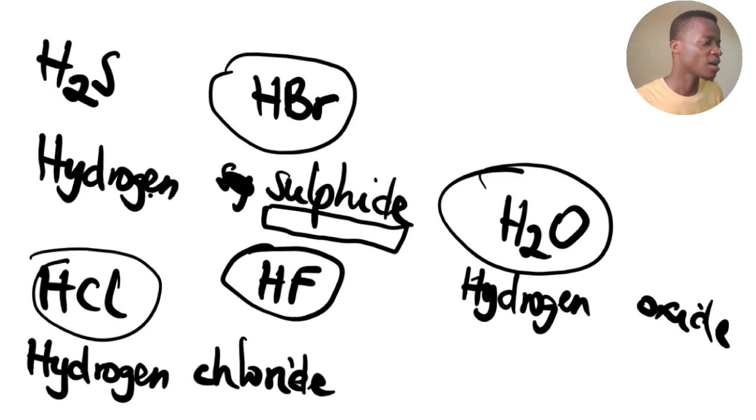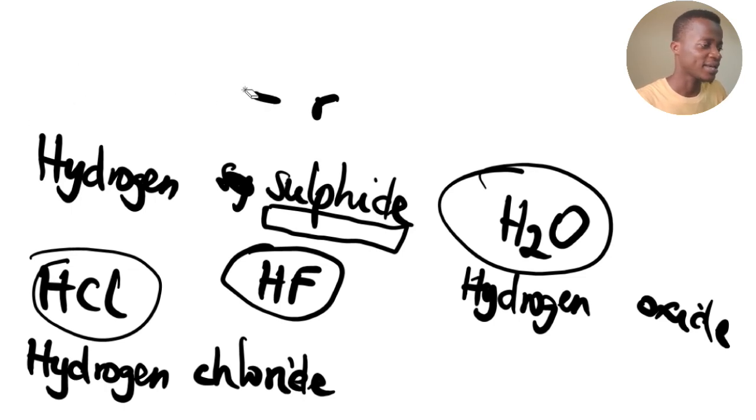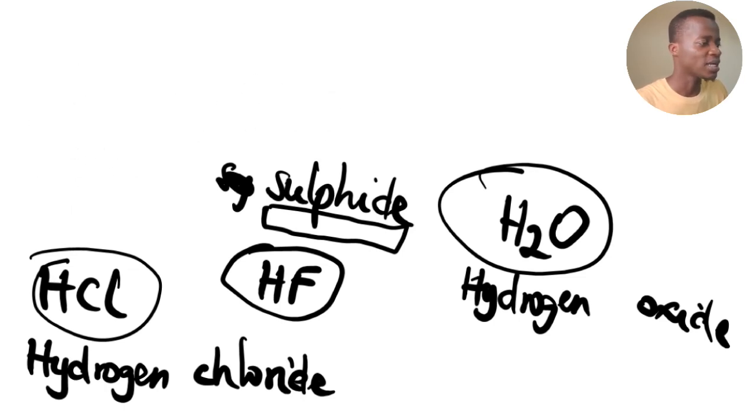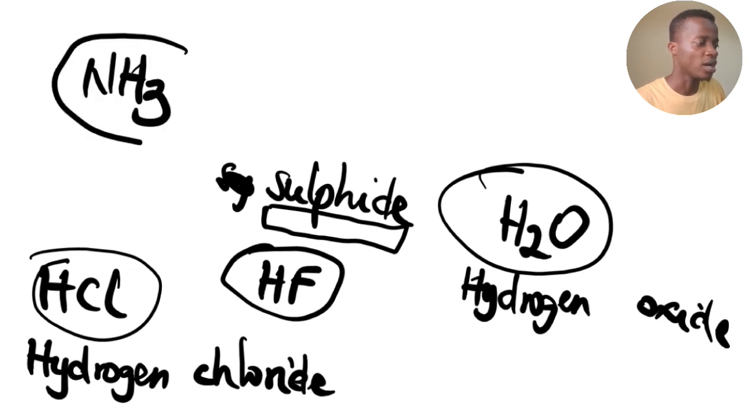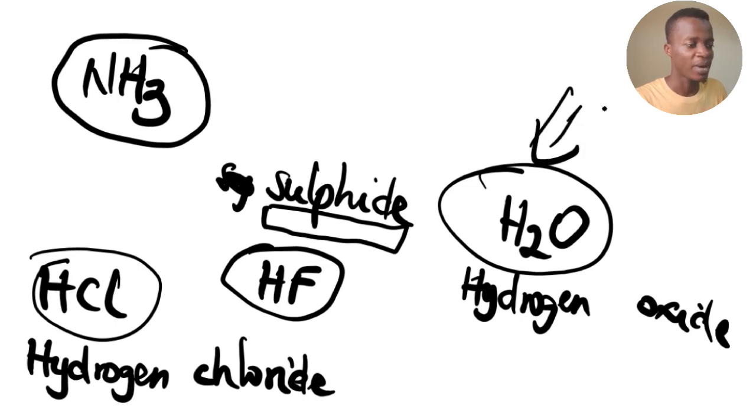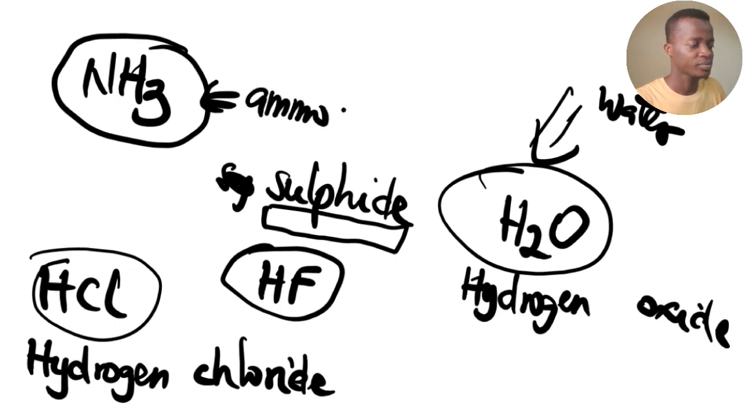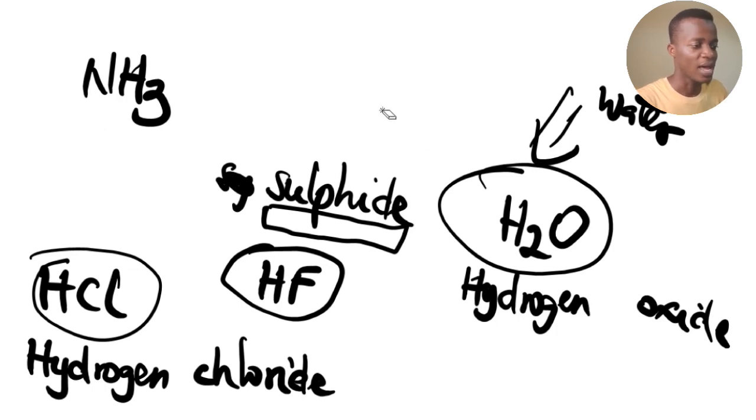With the exception of some, hydrogen doesn't act as the second one. There are always exceptions, like this one, NH3. This is ammonia. So the name for this is ammonia, and the name for H2O is water. So keep this in mind. These are common ones that you have to know. When you meet them, that's how it is.